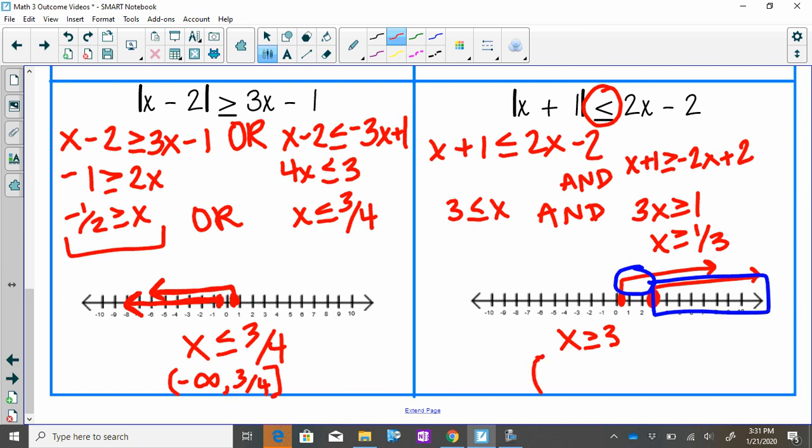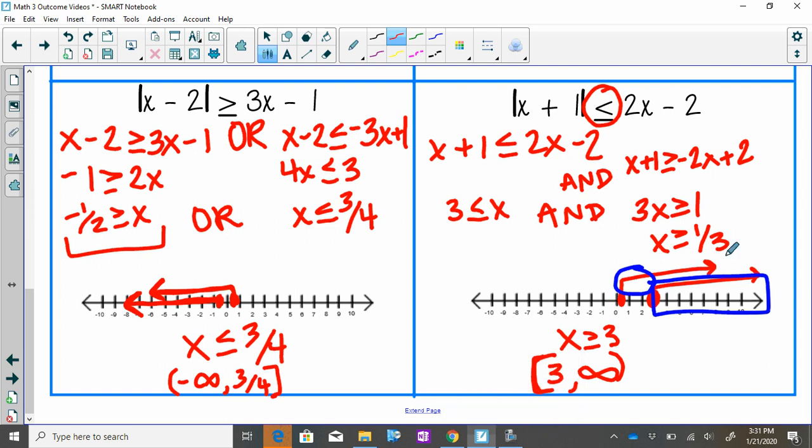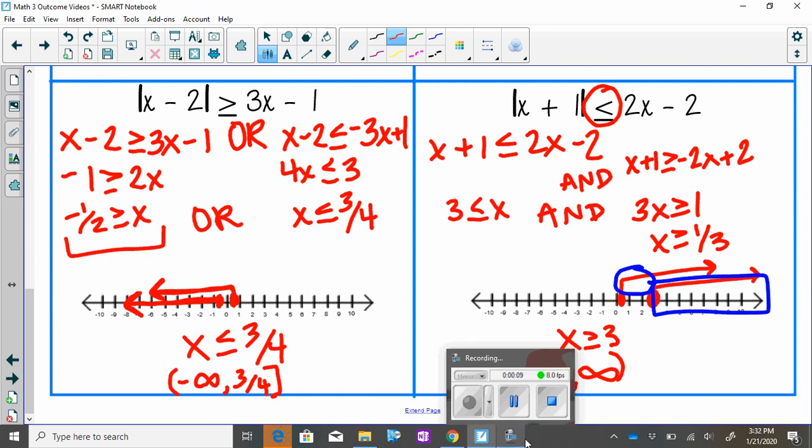So your solution here would be a hard bracket to indicate it can be equal to 3 all the way up to infinity. So not every problem is going to have a unique solution like that, but it is important when you get to the final answer to analyze what it actually means rather than just finish solving and circling your answer.